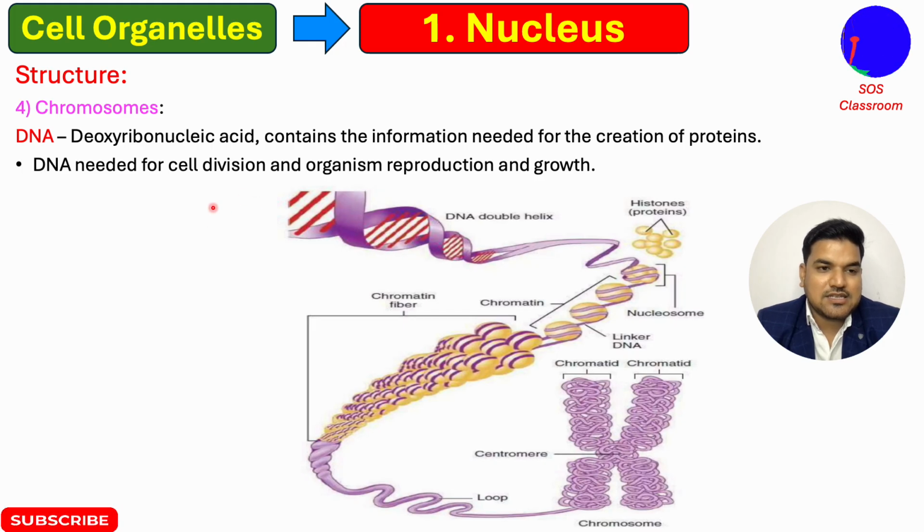Next is the DNA. DNA is deoxyribonucleic acid, which contains the information needed for the creation of proteins, and DNA is also needed for cell division, organism reproduction and health.